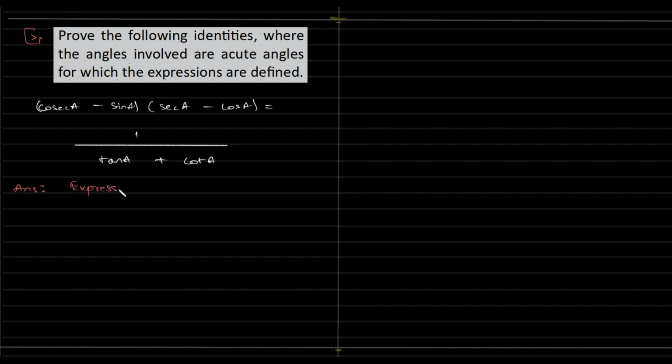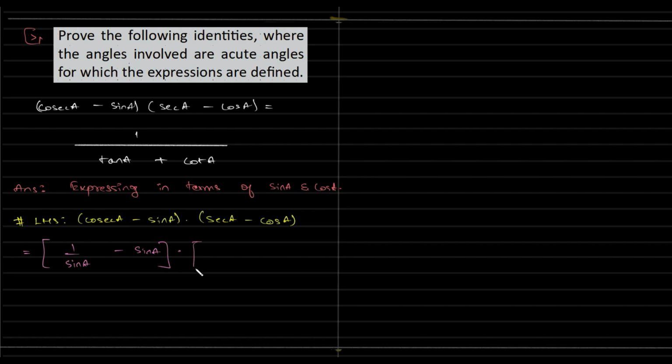So expressing in terms of sine A and cos A. So we'll begin with LHS. So we have cosec A minus sine A into sec A minus cos A. So now cosec A is 1 by sine A minus sine A into sec A is 1 by cos A minus cos A. Close the bracket.